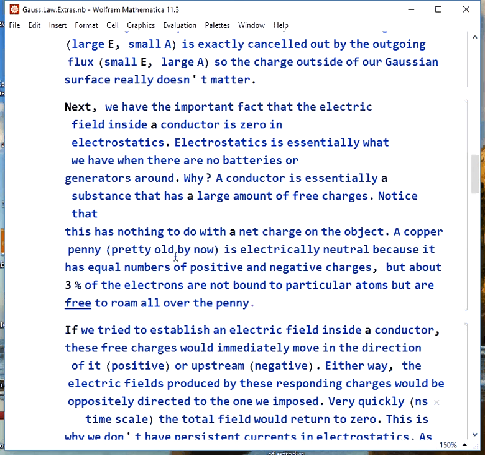So if we take a copper penny, and it'll have to be about 30 or 40 years old at this point to be copper, it's electrically neutral because we have the same number of positive and negative charges. But about 3% of the electrons in the copper are not connected to particular atoms, but they can go anywhere in the penny, anywhere in the solid.